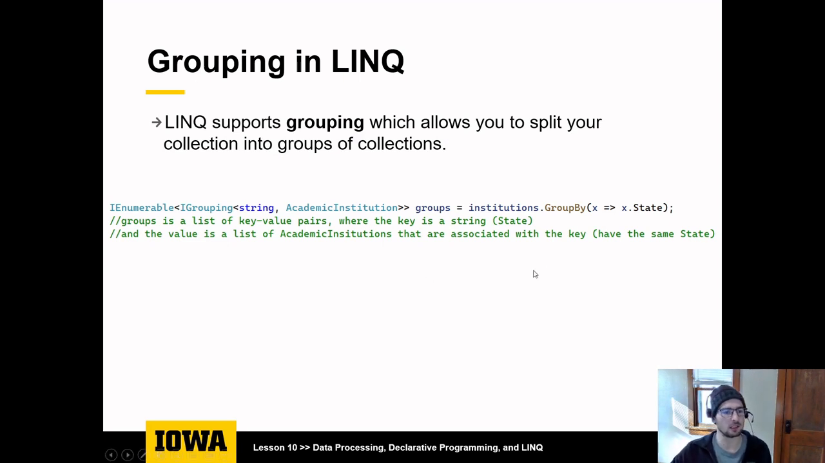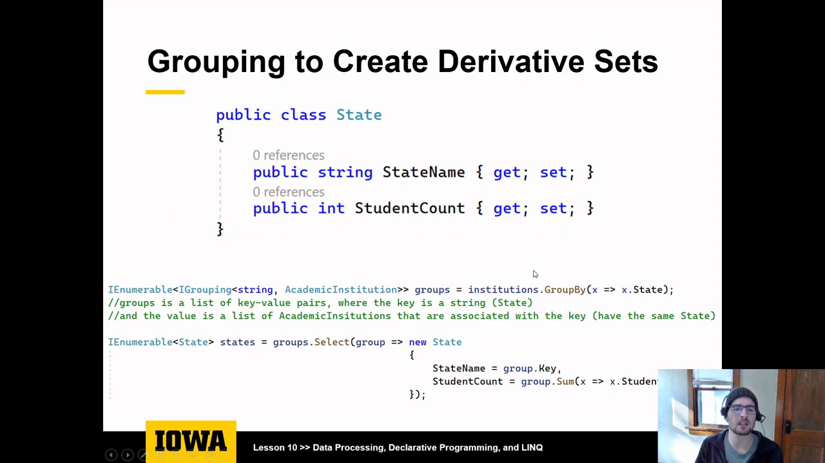Okay, so you can think about it like a list of lists. And that's the idea of grouping, and we can use grouping to create derivative sets. So let's say we have information regarding a list of institutions, but say we wanted to think more on the state level. We want to think about the states. So we can use GroupBy to do that as well.